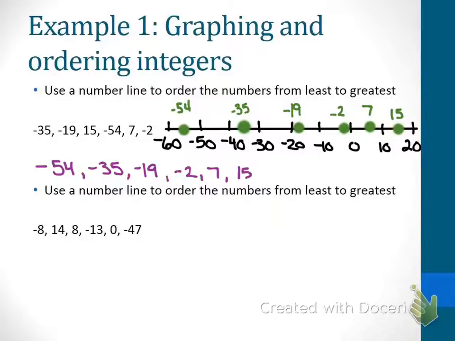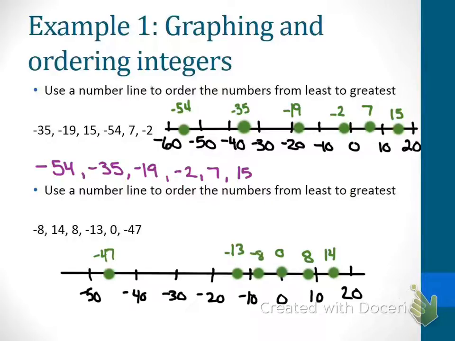Let's look at the next one together. Just look up here on the screen. Here's my number line. They're all bunched together right here, and then we've got negative 47 way down there by itself. Everybody together, tell me the numbers from least to greatest. Negative 47, negative 13, 0, and 14. This is what your homework problems are going to ask you to do tonight. That's it for example 1.